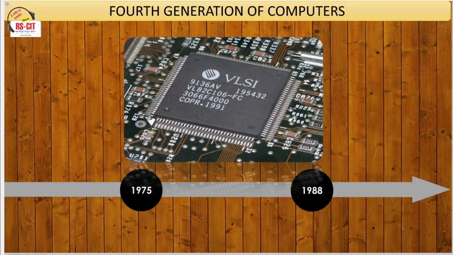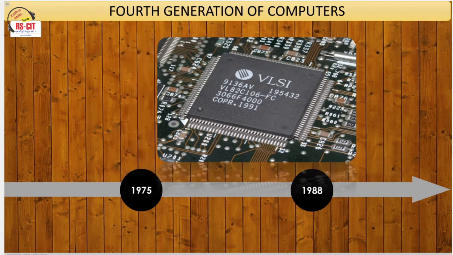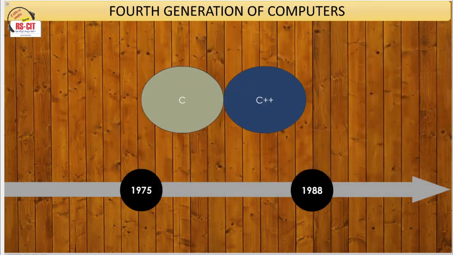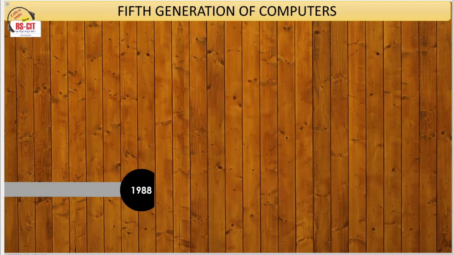The size of the computers reduced, which gave rise to the new name desktop computer or personal computer. In this generation, the concept of time sharing, real-time processing, and distributed operating system was used. New high-level languages like C, C++, and databases were used in this generation.